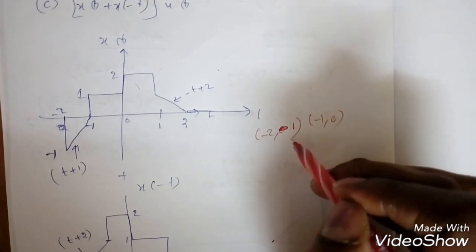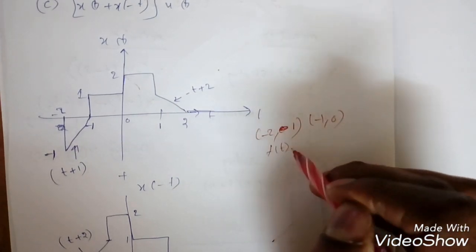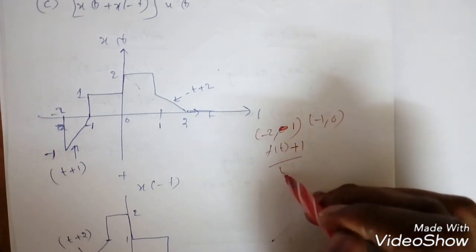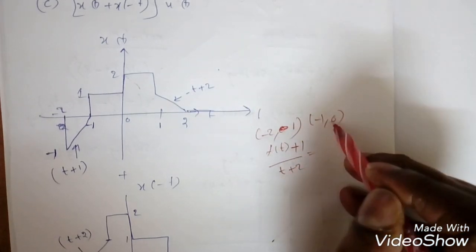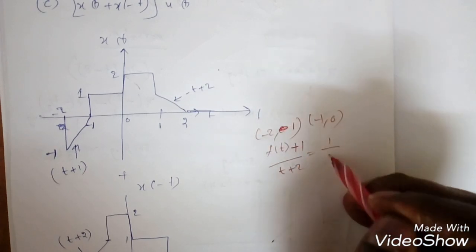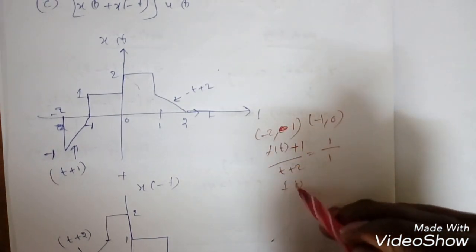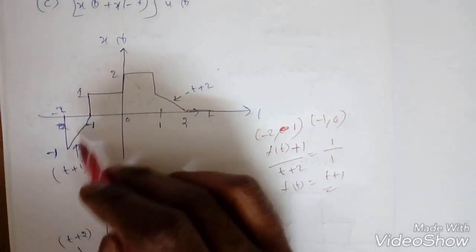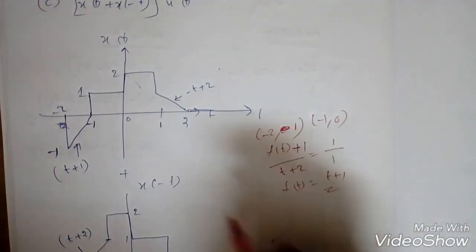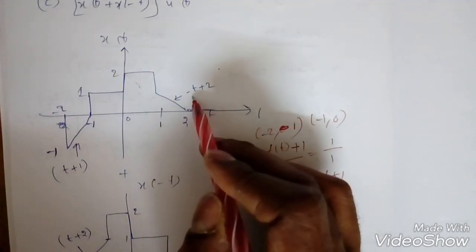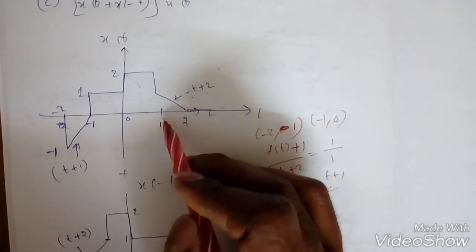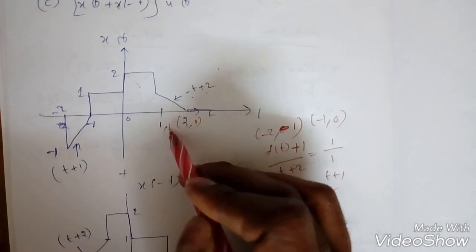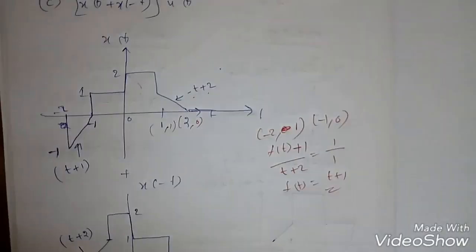If we solve these two points using the line equation, y minus y1 by x minus x1, t plus 2 is equal to y2 minus y1 by x2 minus x1, we get f of t as t plus 1, because we can simply say it is a positive slope. Similarly, we can get this expression as minus t plus 2. One point is 1 comma 1, the next point is 2 comma 0. So if we solve, we will get expressions like this.